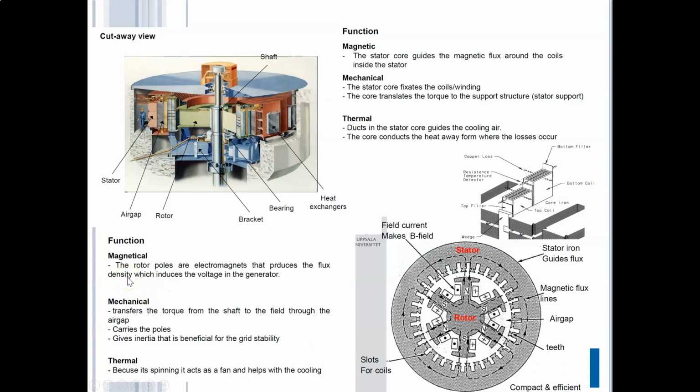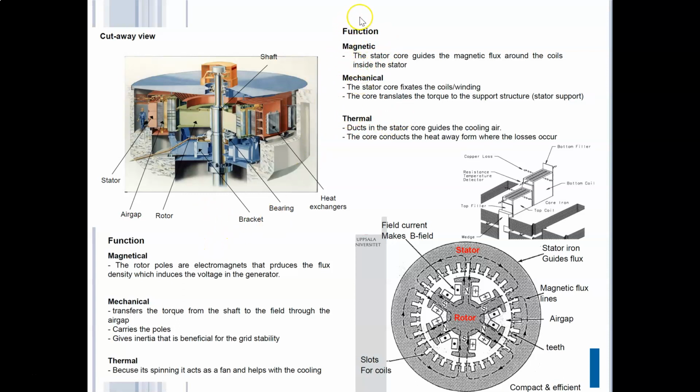So what kind of function does the machine have? We have already talked about it, but it's magnetical. The rotor poles are electromagnets that produce the flux density. It induces the voltage in the generator. We also have a mechanical function: transfer the torque from the shaft to the field through the air gap, coming from the turbine side. It carries the poles and gives inertia that is beneficial for grid stability. So that's a mechanical function. And thermal: because it's spinning, it acts as a fan and helps with the cooling side. So that was the function of the rotor.